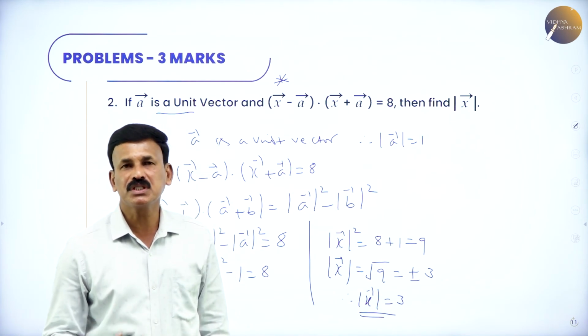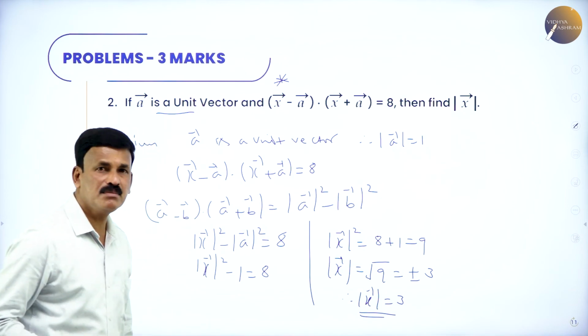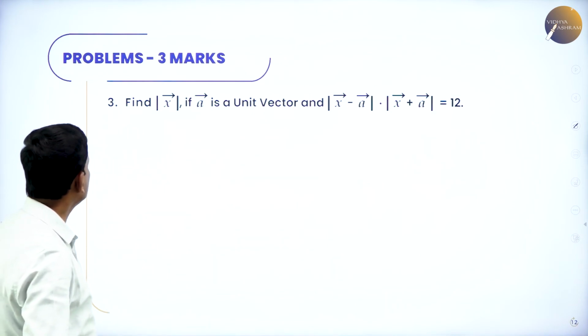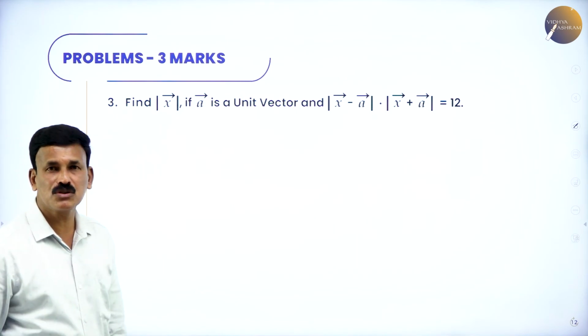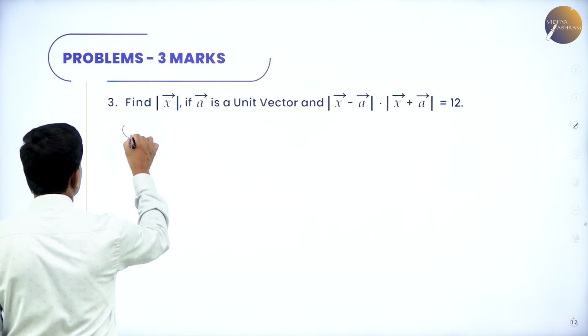Okay. Now let us come to a similar problem. Now what is the problem? Find x if a is a unit vector and x minus a dot x plus a is equal to 12. Same type of problem. What is given here?